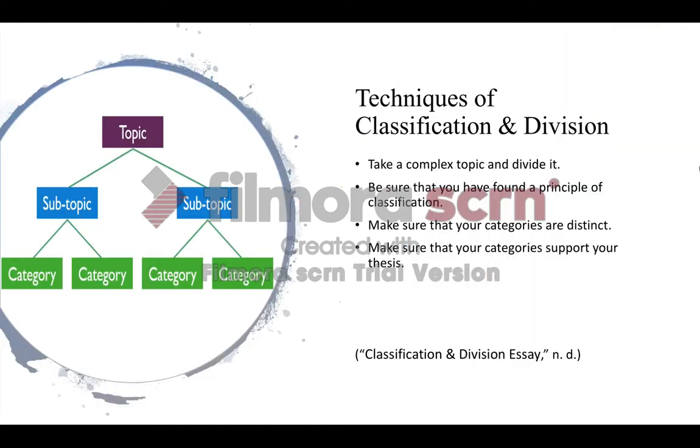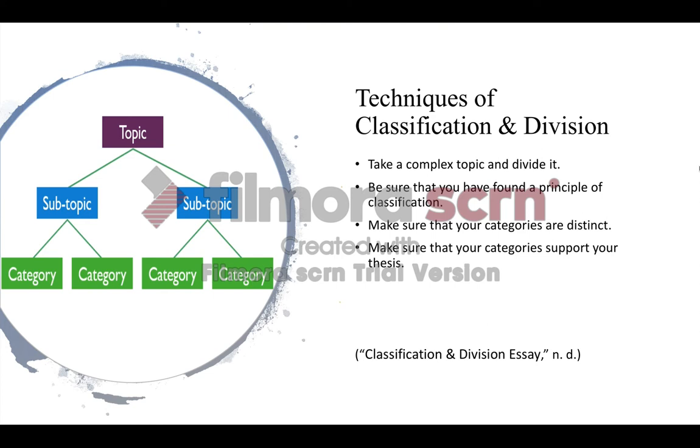Techniques. Your aim in a classification and division essay is to help explain a complex topic to your readers. Following these basic steps will help you develop a strong essay. To begin, first you need to take the topic and divide it into more manageable parts or subtopics to help your reader comprehend the topic.